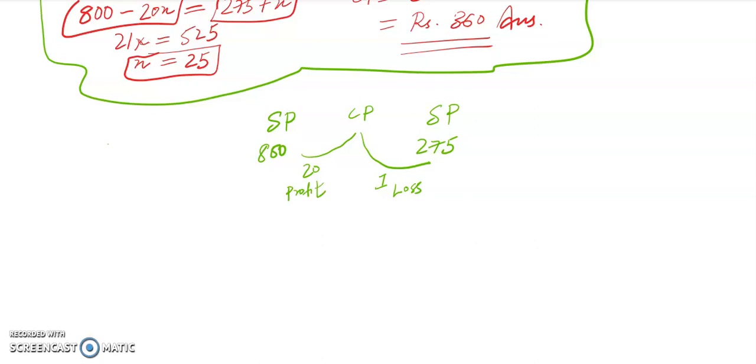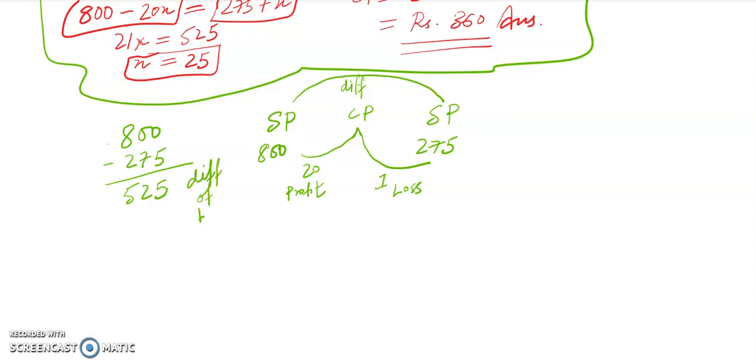Now in such type of questions, what we will do, we will take the difference of both the SP. And our difference will be how much? First SP is 800 minus 275. This will give us 525. Now this 525, this difference of both SP, is to be divided in the ratio of 20:1. This is our profit and this is our loss.